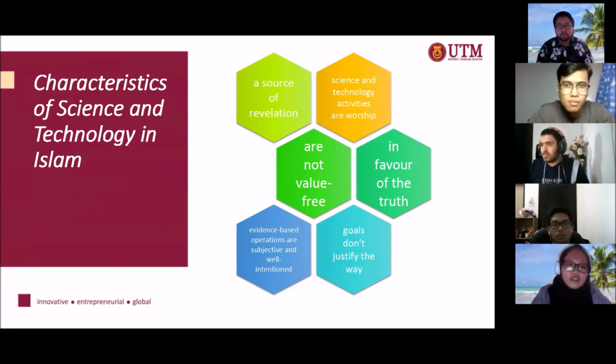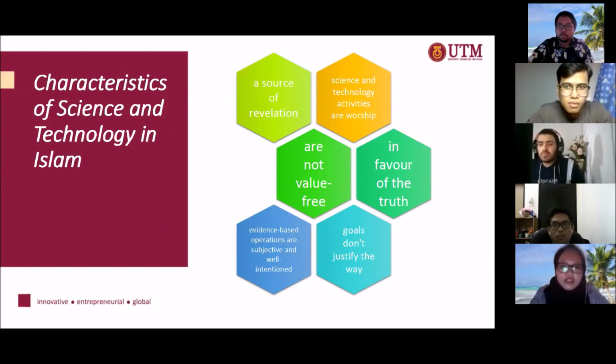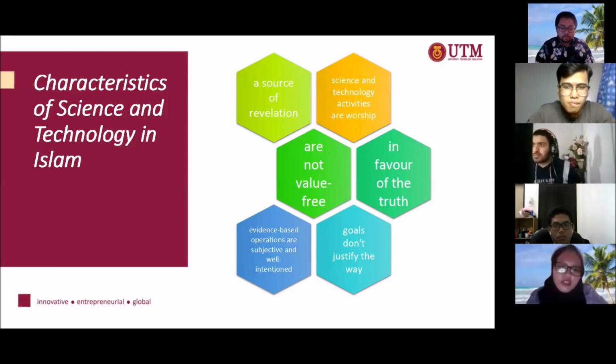So, for the characteristics of science and technology in Islam, the first one is a source of revelation. Second, science and technology activities are worship. Third, not value-free. Fourth, in favor of the truth. Evidence-based operations are objective and well-intentioned. The last one is that goals don't justify the means.